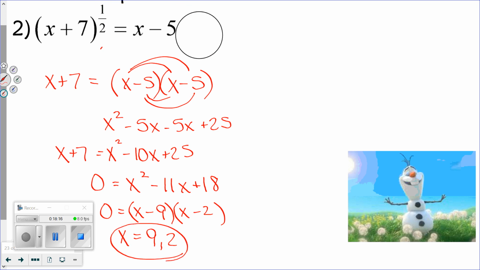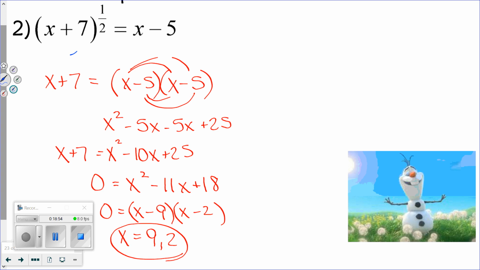So when I go back to the beginning, I need to check this. How do I check when I have 2 answers? Good, I use one and then the other. So I'm going to plug in 9 first. So 9 plus 7 to the 1/2 is what? That's 4. So I get 4 on this side. 9 minus 5 is 4. So did the answer of 9 work? Yeah, I got 4 on both sides, so that one worked.